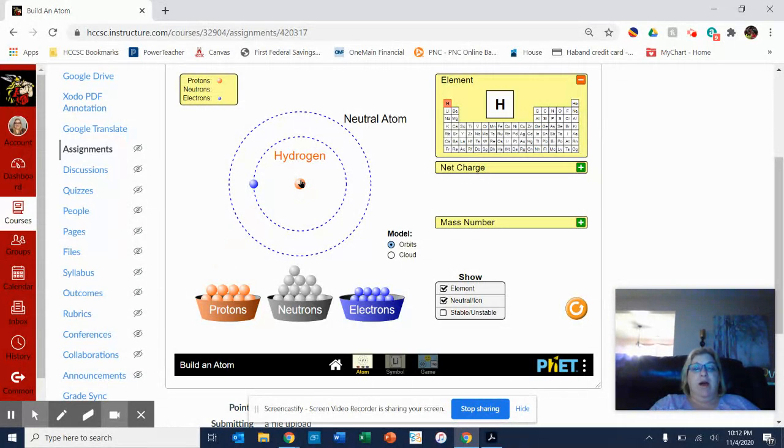So now we have a hydrogen atom here. And I think we can add a neutron on as well. Whoops, you have to kind of grab it. There we go. And now we have our neutral hydrogen atom. So it has a net charge that is neutral, right? 0, which is what hydrogen is supposed to have. Mass number is 2 because we have a proton plus a neutron. So now, is it stable or is it unstable? It's stable. So that gives us a stable element.